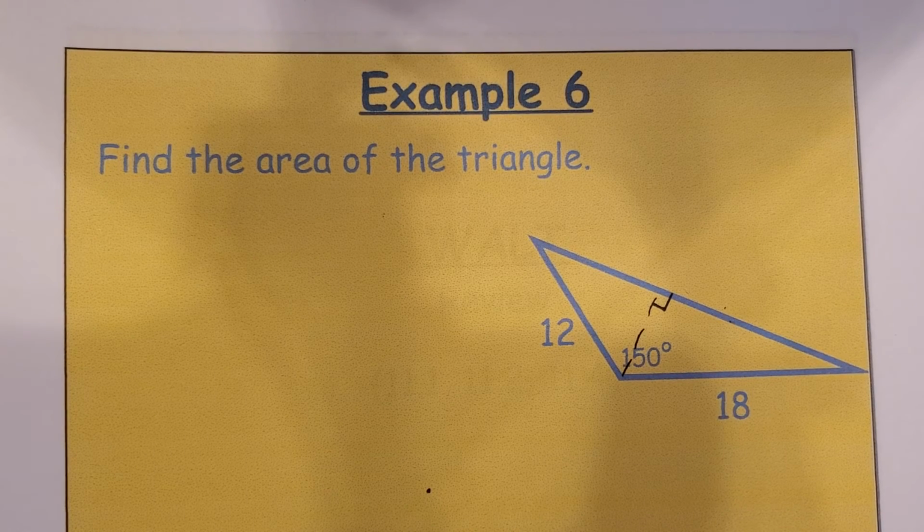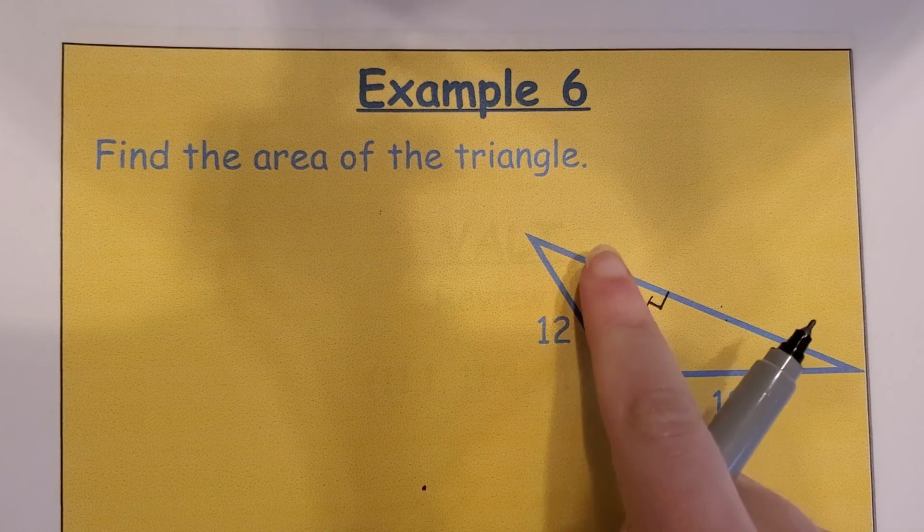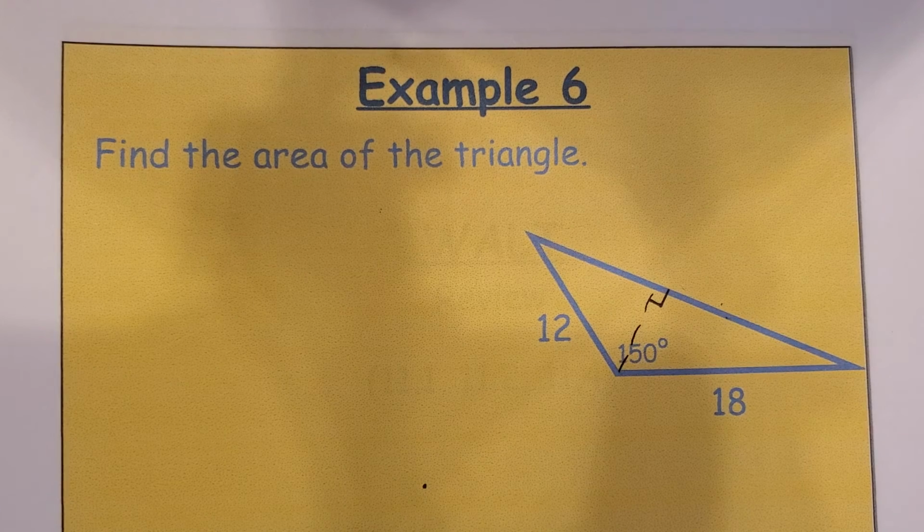The issue with that is the fact that this triangle is not isosceles. 12 and 18, so that means this opposite side is not going to be split evenly, and neither is the 150. You can't just divide it in half. What is 150 divided by 2? 75? You can't divide it in half like that.